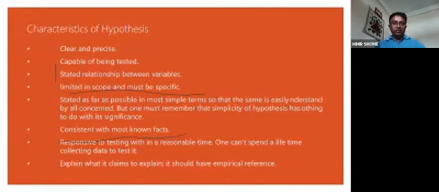Explain what it claims to explain. That means it gives clarity. It should have empirical reference. Empirical reference means it should be supported by other researchers. That means those who have done research in that particular area, whether it is supporting or not supporting.